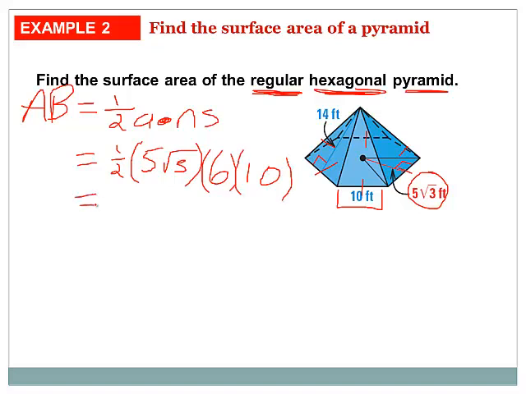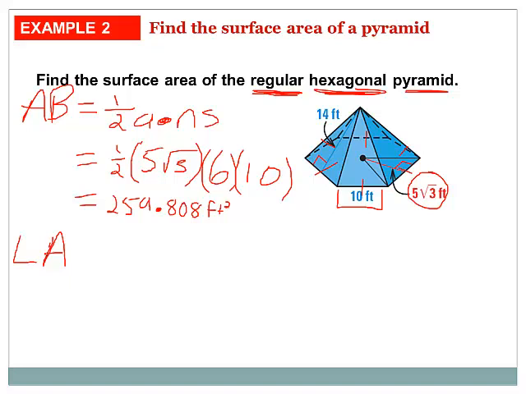And we can use this. After we multiply this all together, we should get 259.808, and that's feet squared. So that's the area of the base. So we found the area of the base so far. So the next thing we need to do is find the area of the lateral faces.